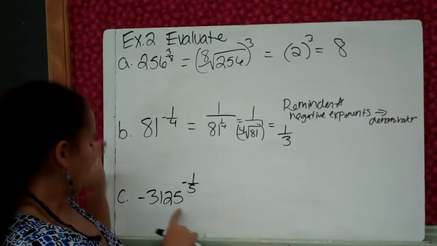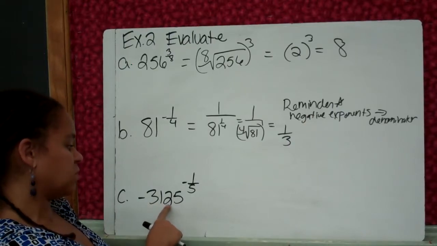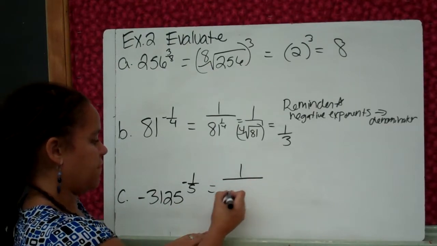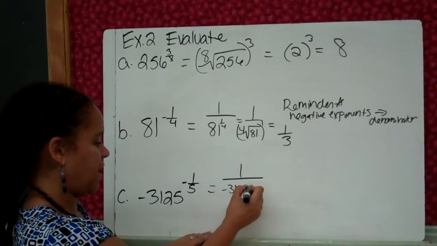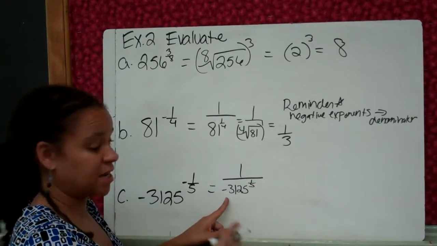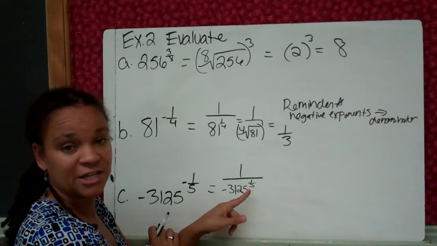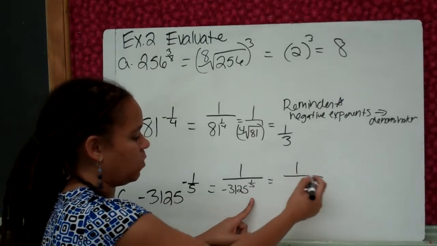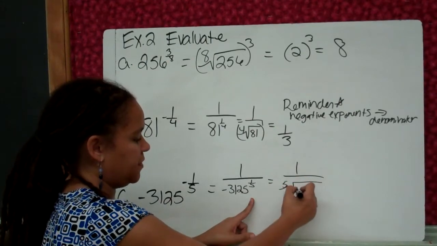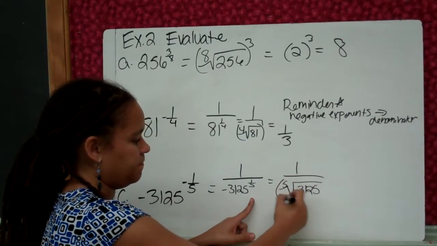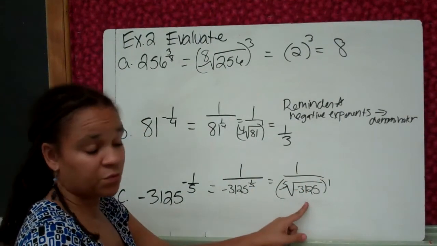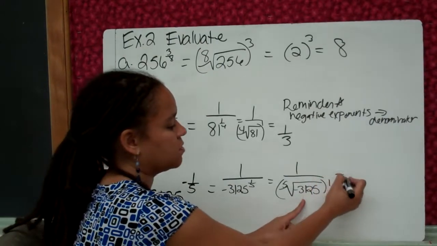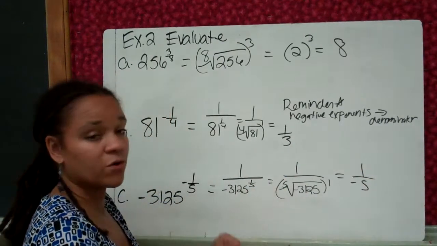All right, let's look at this one. Negative 3,125 to the power of -1/5. Let's first change it to 1 over negative 3,125 to the 1/5 power. Don't change the negative of the number. The negative only gets changed on the exponent by putting it in the denominator. So that really means 1 over the fifth root of negative 3,125 to the first power. And the fifth root, using your calculator, of negative 3,125 is negative 5. So our final answer will be 1 over negative 5, or negative 1/5.